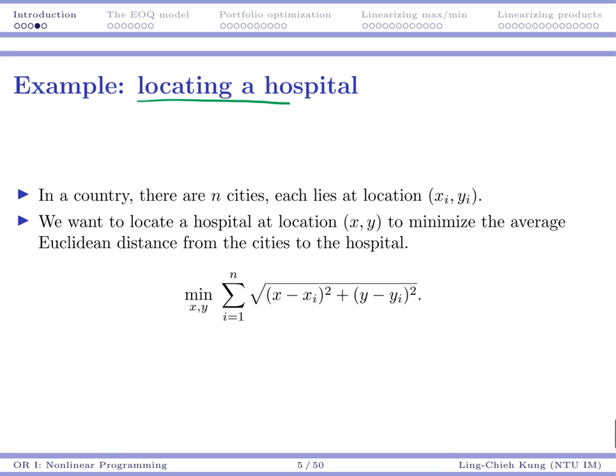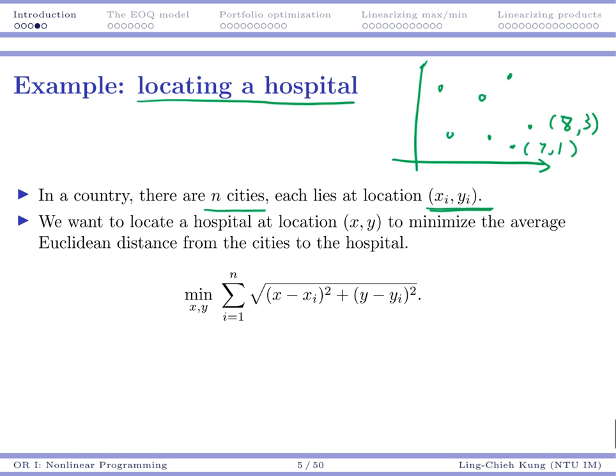Suppose we want to locate a hospital. In a country, there are several cities, let's say here, here, here, here, here, and here. There are many different places where we have cities, and many people live there. For these cities, we all know their locations. For example, this one may be at (8, 3), this one may be at (7, 1), and so on. So we know where they are.